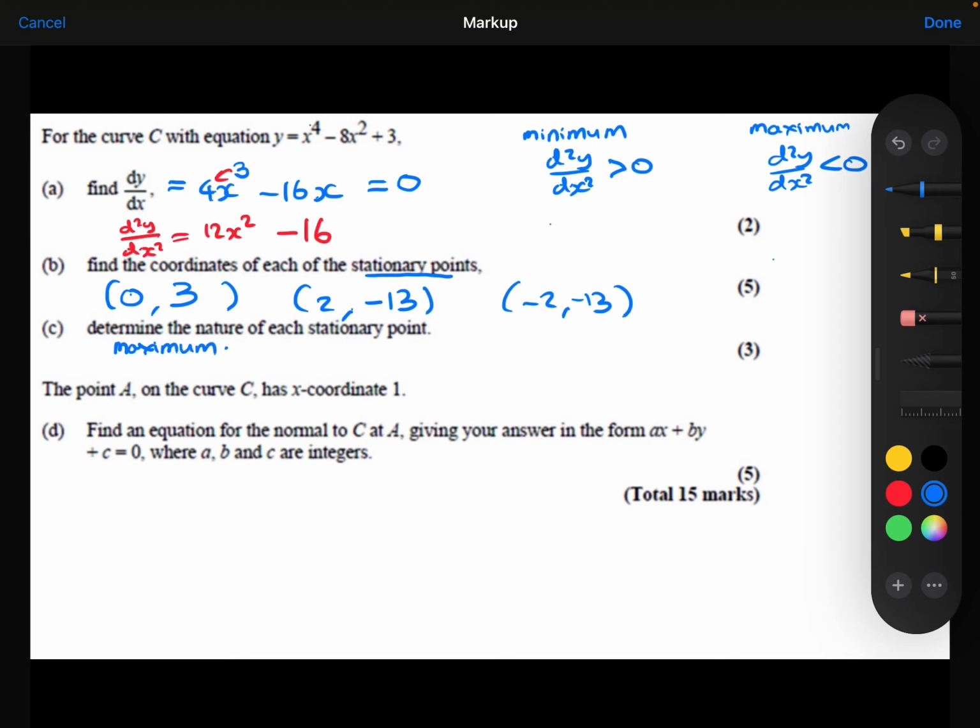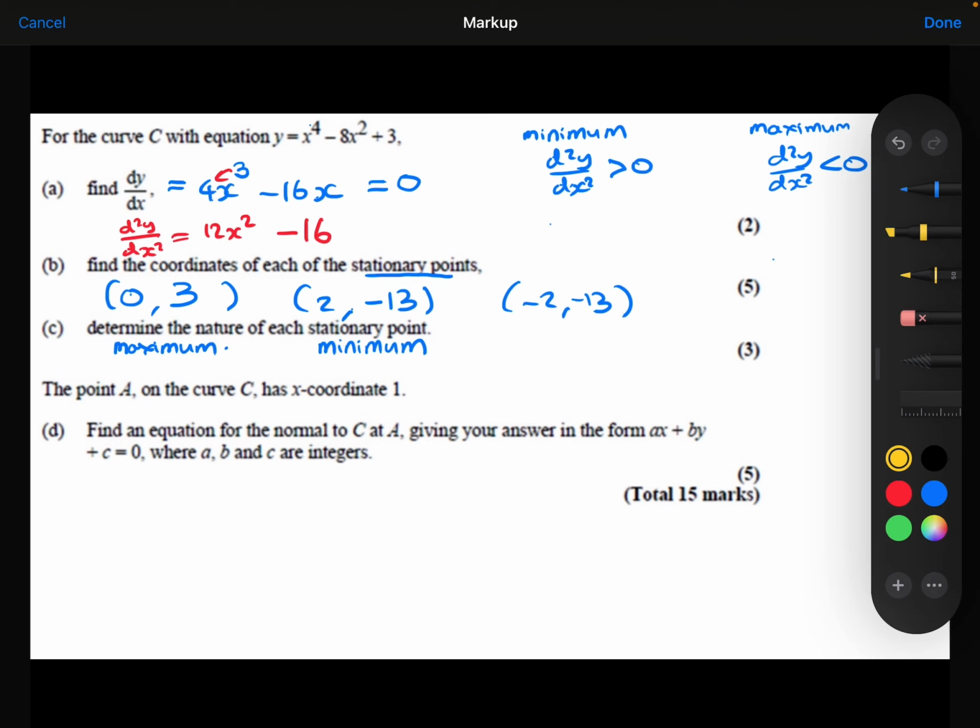Next, when x is 2, let's substitute 2 in here. And we get 12 times 2 squared. So 12 times 4 is 48. 48 minus 16 is 32, which is positive. The second derivative is positive when x is 2. Therefore, that means that this would be a minimum.